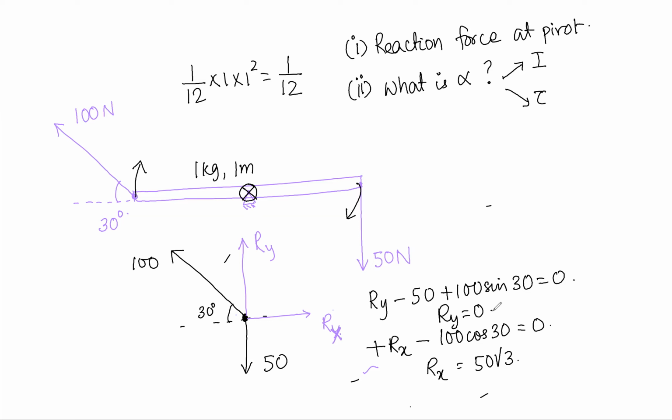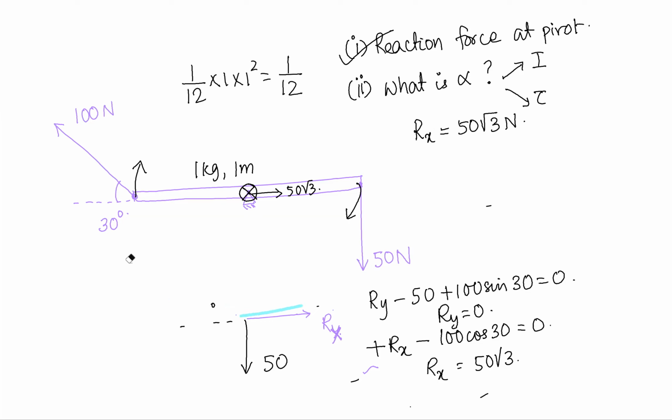So the reaction force at the pivot, like we have it, is purely in the x direction and it is equal to 50√3 newtons. Got it? So the reaction force at the pivot happens to be in the x direction and it is 50√3 newtons. We have solved the first question. Okay? Now, let me erase all of this.